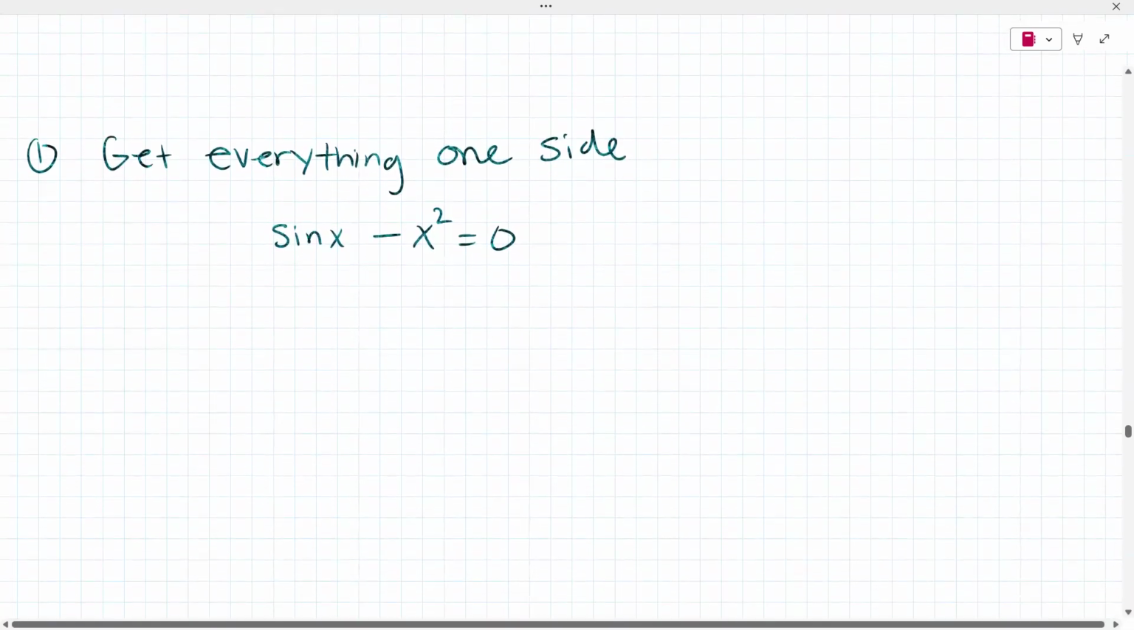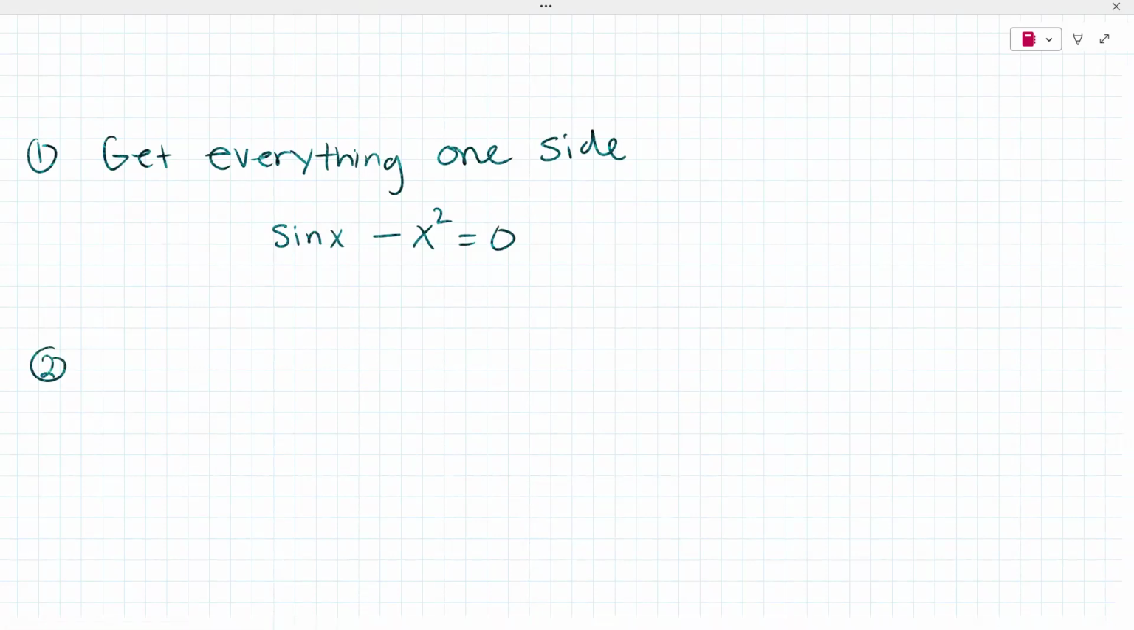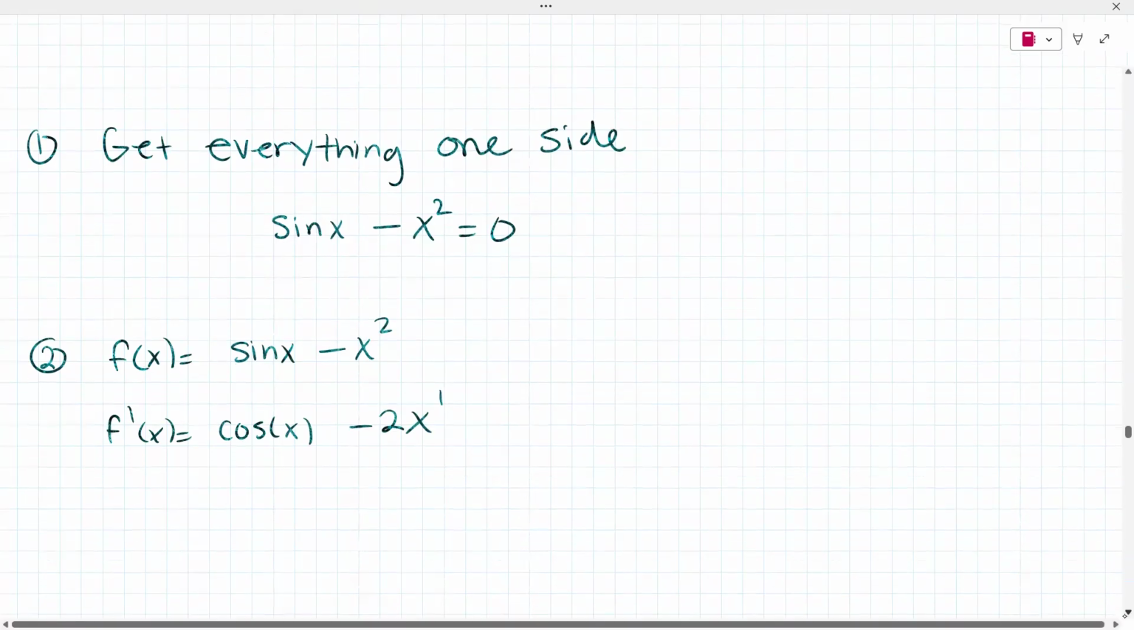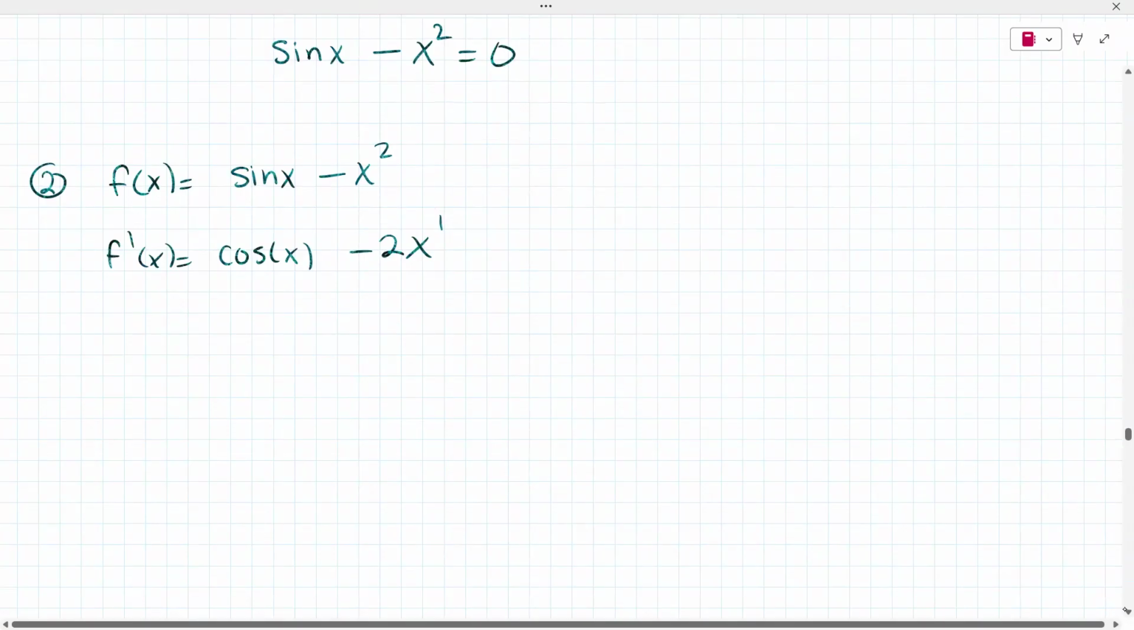And then step 2 would be to set an f of x. So my f of x is going to be sine of x minus x squared. And then my f prime of x: the derivative of sine of x is positive cosine of x, and the derivative of negative x squared is negative 2x. And then step 3, use Newton's method.